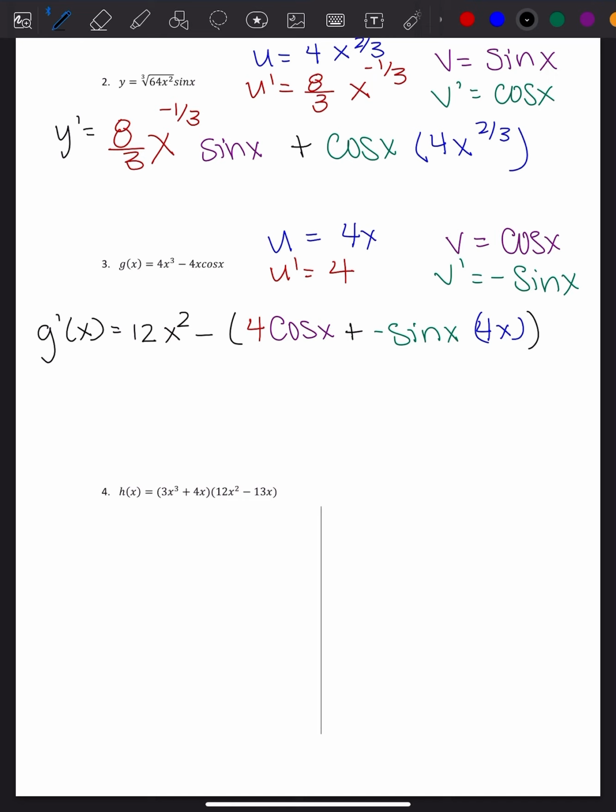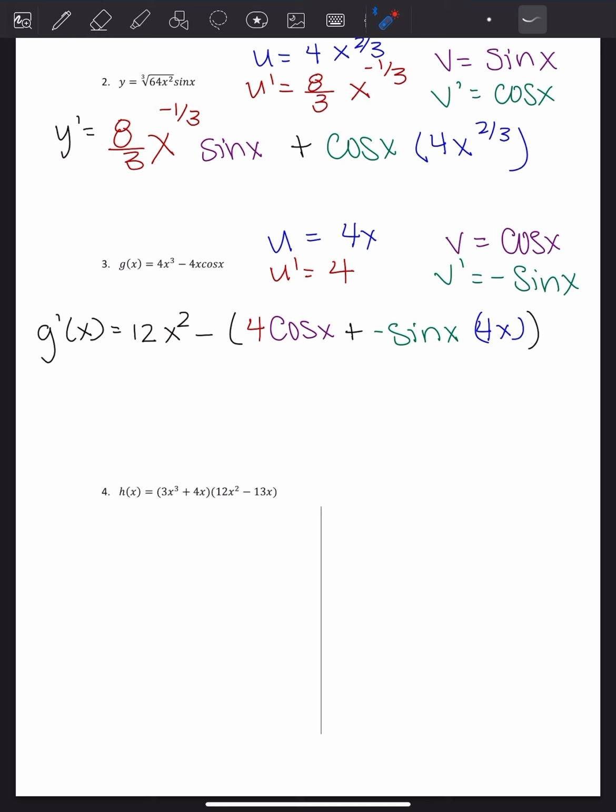If I wanted to simplify, I could multiply out the negative from the subtraction here to everything. So that would give me 12x squared minus 4 cosine of x plus sine of x times 4x. I could also factor out a 4 from everything. I could play around, but how we factor it or simplify it is going to be dependent on what kind of answers we're looking for.